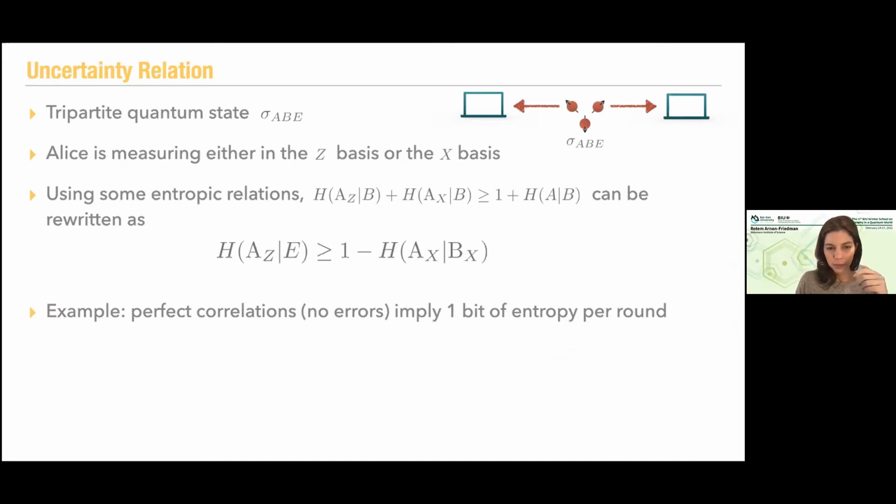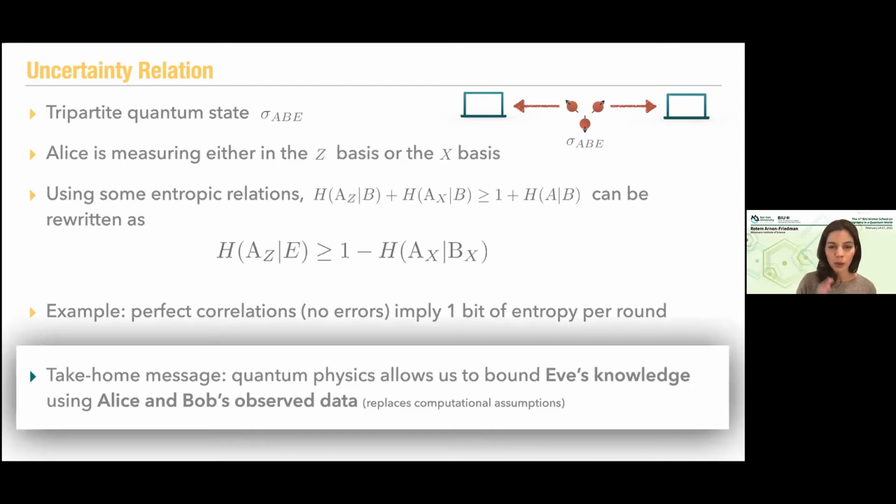Again, just an example from before. With perfect correlation, if we have these EPR pairs, there are no errors. So this thing here will be 0, which means that here we get 1. The maximum amount that this can take is 1, which means full entropy. It means full randomness. It means that Eve knows nothing about Alice's outcome in this perfect case of the EPR pair.